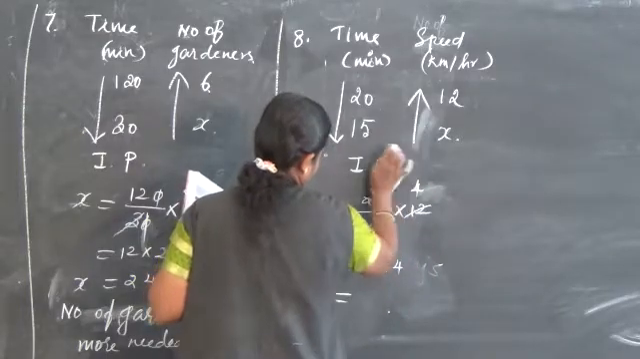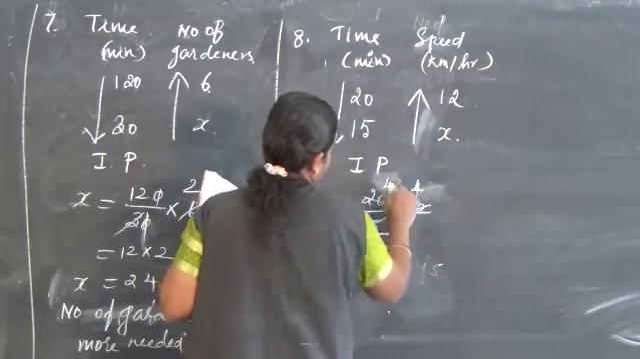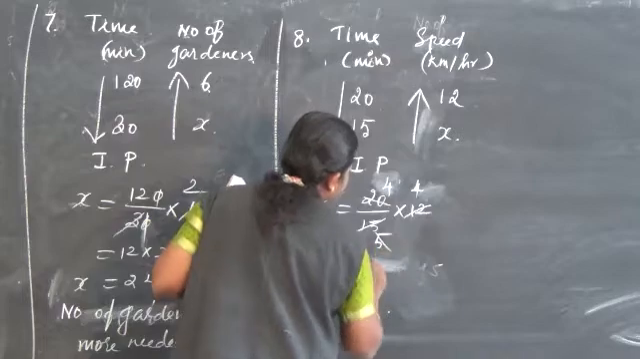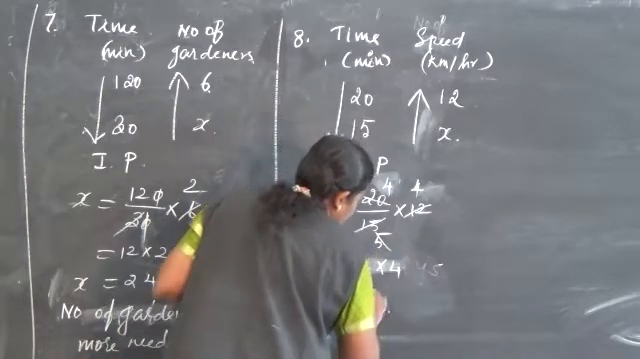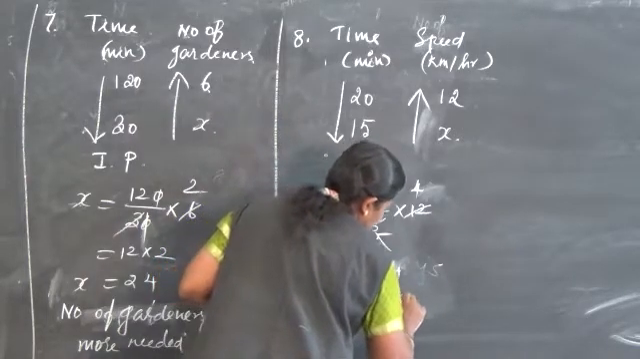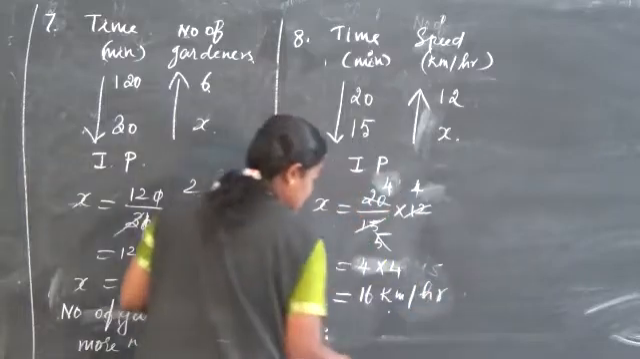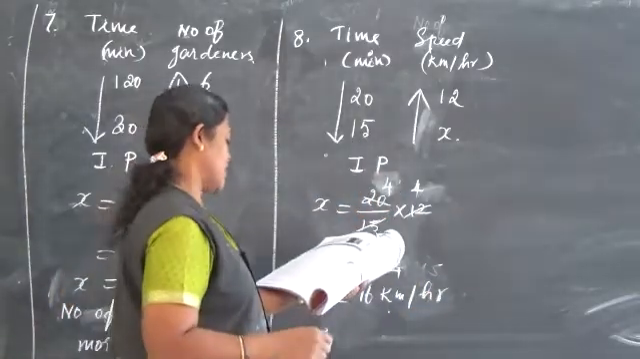4 into 5 times, sorry dear. 4 5s are 20. So 4 into 4, 16 km per hour. She should maintain 16 km per hour.